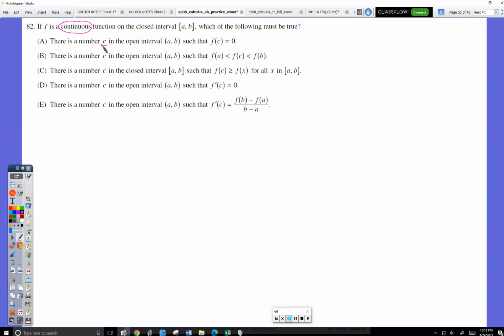So c is an x coordinate, such that the y coordinate of f is 0. So basically they're saying if f is continuous, is it guaranteed that f will always equal 0? It actually has nothing to do with a and b, because a and b are just x coordinates, and then the function f somehow is between those two. So is it guaranteed that this function f must have a y coordinate of 0? No. So that one does not have to be true.